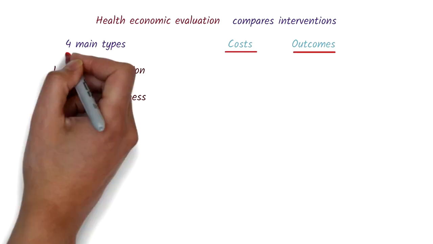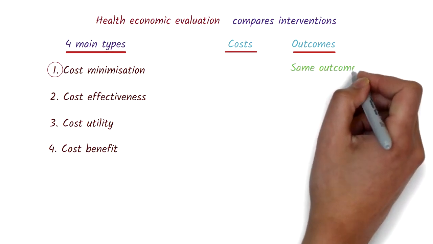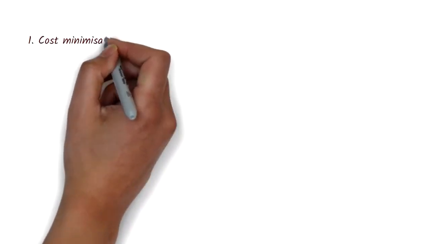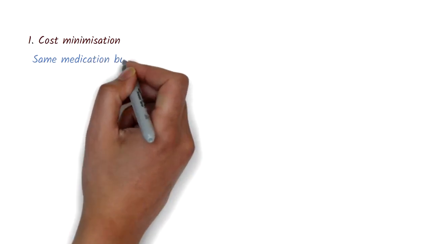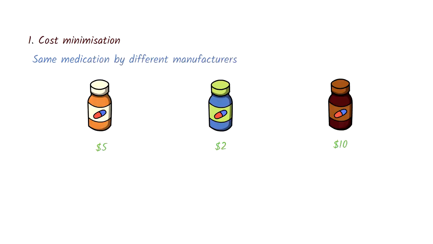Now let's take a look at the different types of economic evaluations. The first type of economic evaluation is a cost minimization analysis. This type of analysis is used when the product or outcome is the same and what we're comparing is the cost. For example, let's say we're comparing blood pressure reducing medications that are made by different manufacturers and have different prices. In a cost minimization analysis, because the medicine is the same, we simply compare the costs.